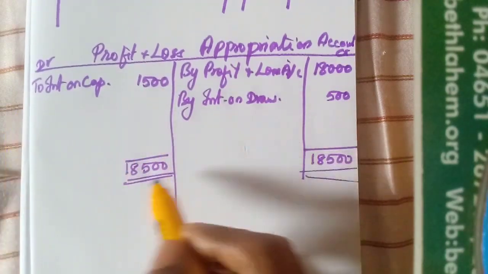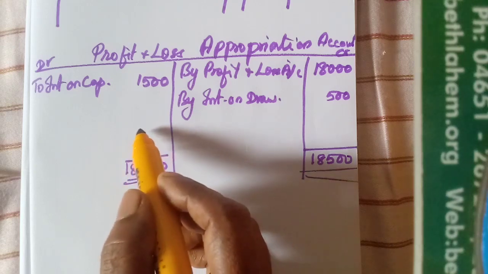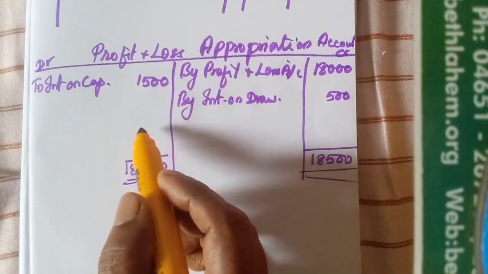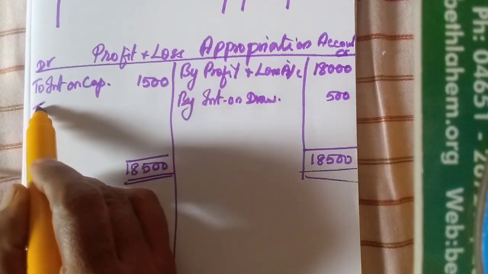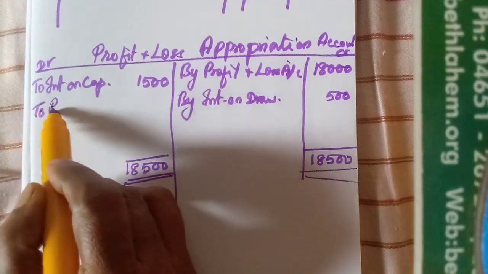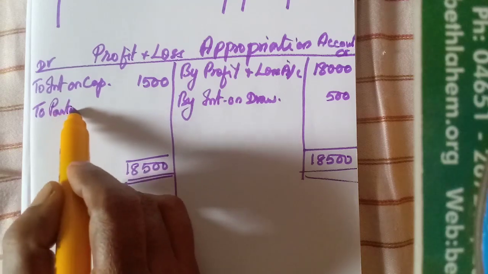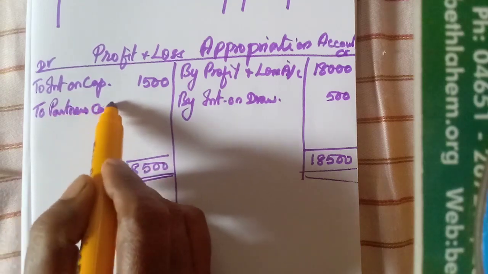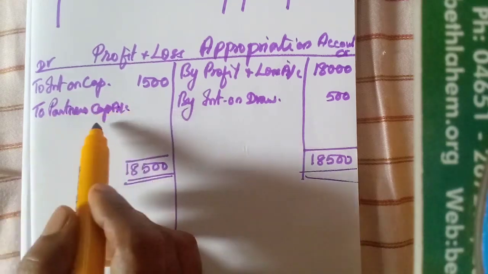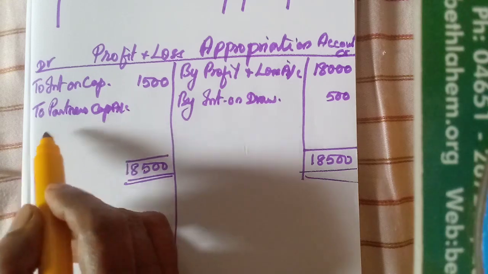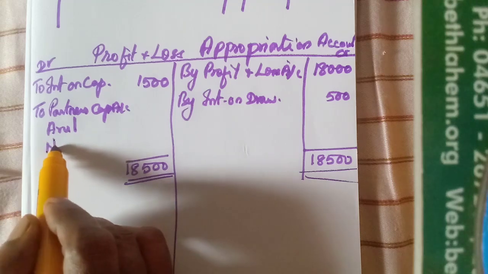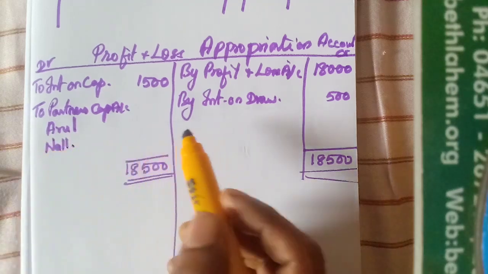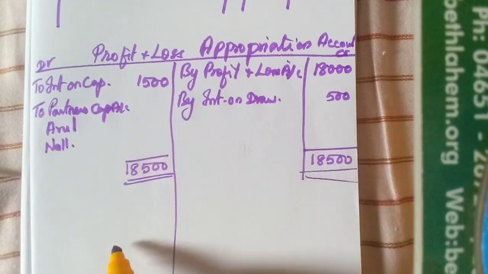Now, 17,000 we will get, isn't it? So that must be transferred to the partners' capital account. We should write the partners' names here: Arulappan, then Nallasamy. Now 17,000 we will get.